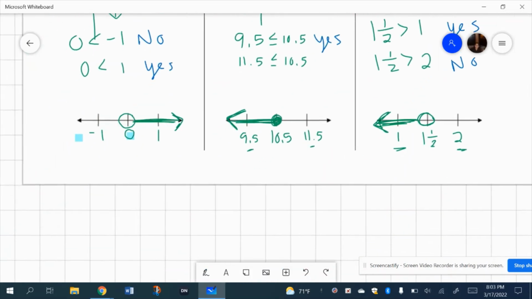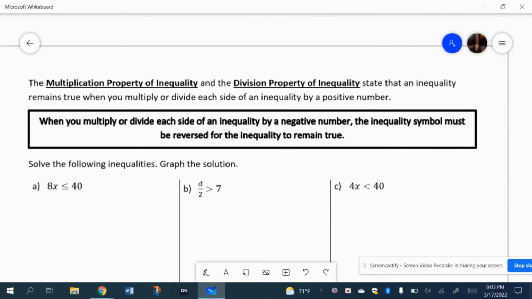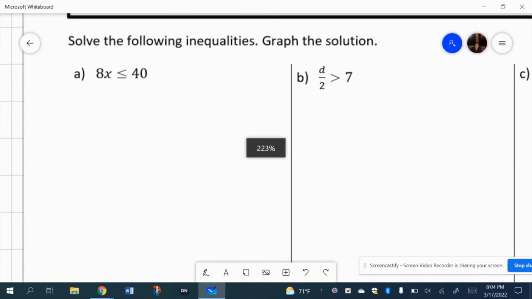All right, let's switch gears. Let's talk about multiplication and division. The multiplication property of inequality and division property of inequality state that an inequality remains true when you multiply or divide each side of an inequality by a positive number. Here's the key, though. When you multiply or divide each side of an inequality with a negative number, the inequality symbol must be reversed for the inequality to remain true. So let's keep that in mind.